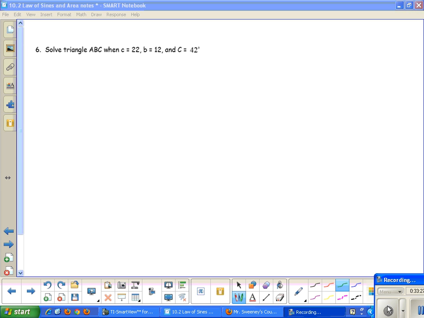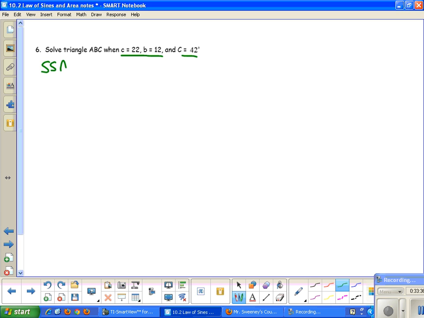So for example 6, we have c equals 22, b equals 12, and C equals 42 degrees. So I have two sides and the side opposite the angle. So again, it's side, side, angle. So it's the ambiguous case. Now if I draw my triangle, we have C as my given angle. So instead of putting A there, I'm going to put C. So that's 42 degrees.